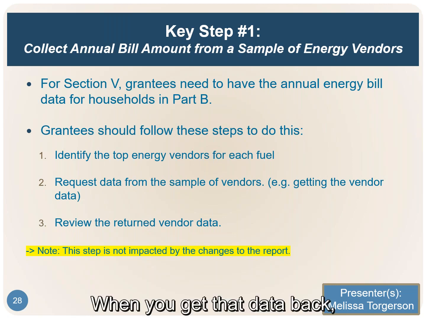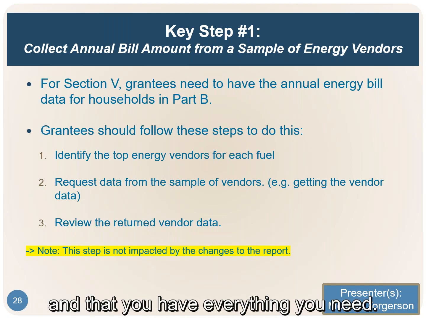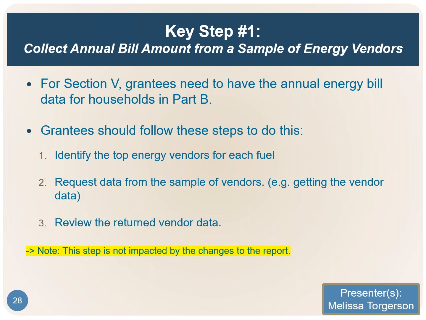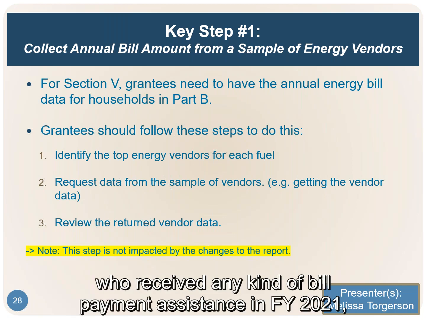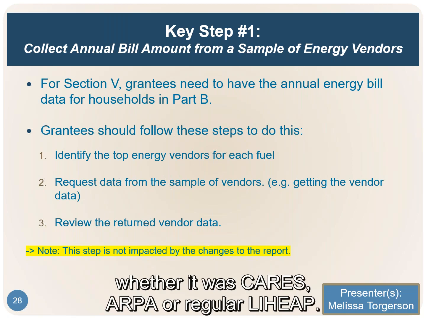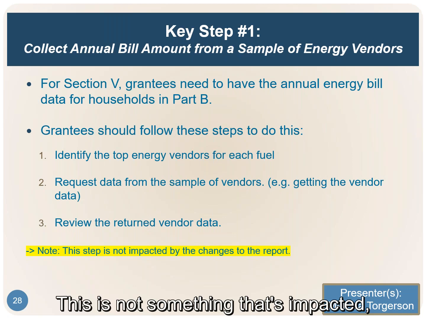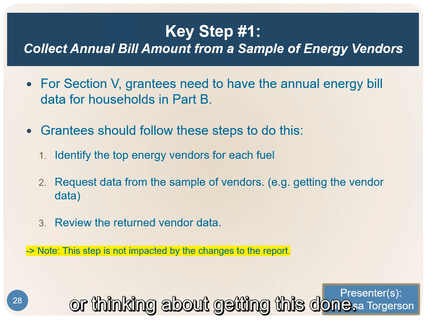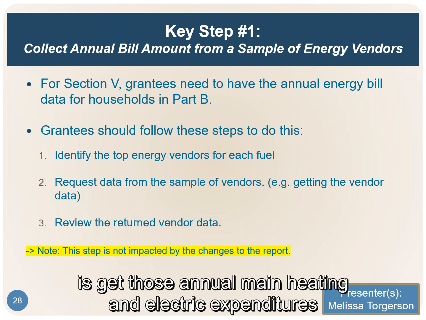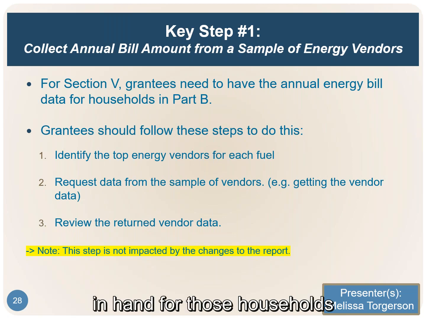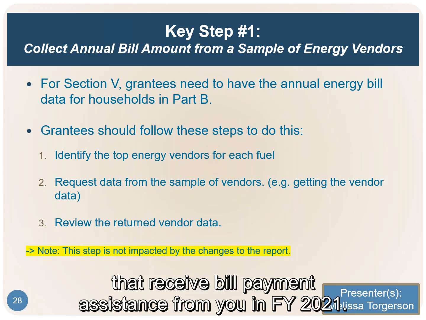When you get that data back, you'll want to review it and make sure it looks right and that you have everything you need. You'll want to do this for whoever's in your system who received any kind of bill payment assistance in FY 2021, whether it was CARES, ARPA, or regular LIHEAP. This is not something that's impacted, which means you should already be doing this or thinking about getting this done. So this is the first key piece of work that you need to do, is get those annual main heating and electric expenditures in hand for those households that receive bill payment assistance from you in FY 2021.